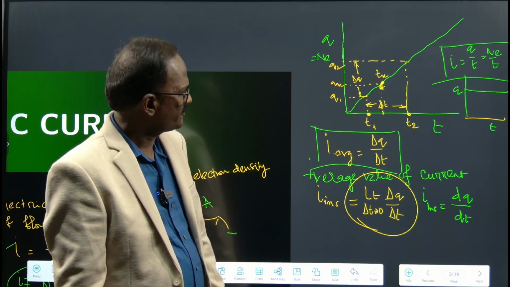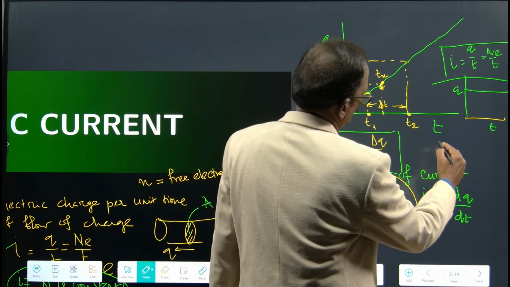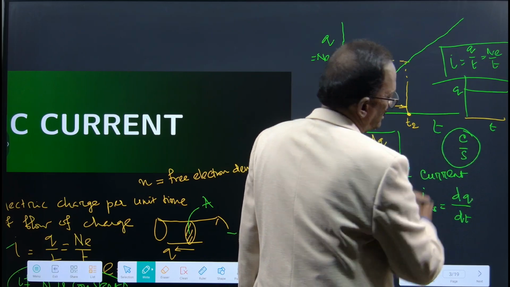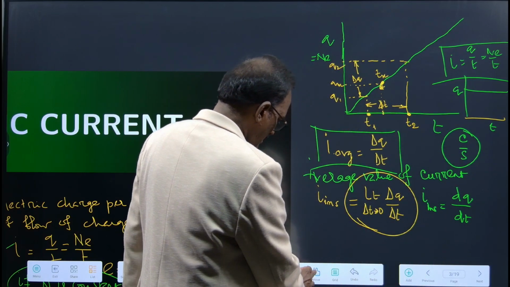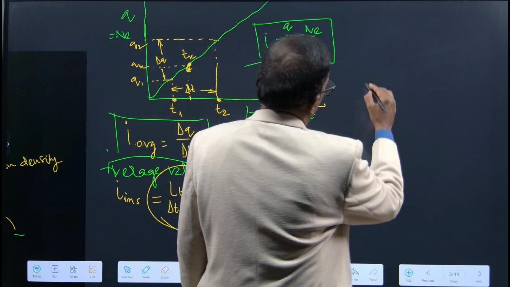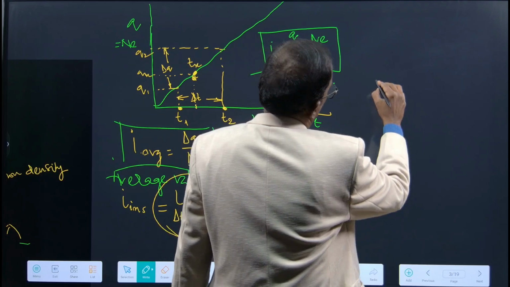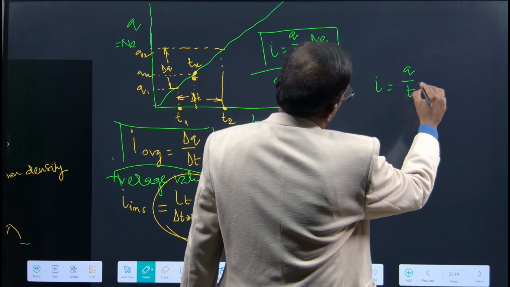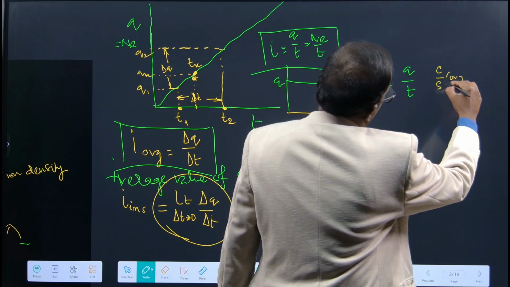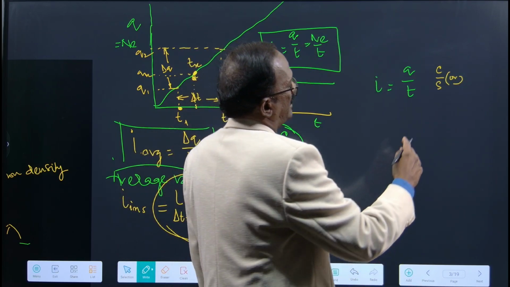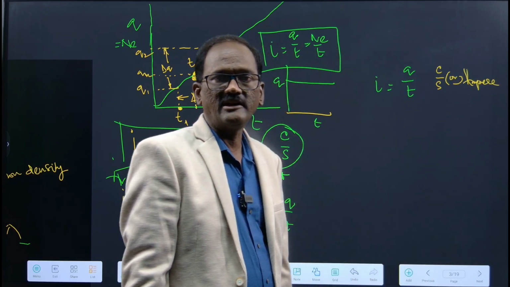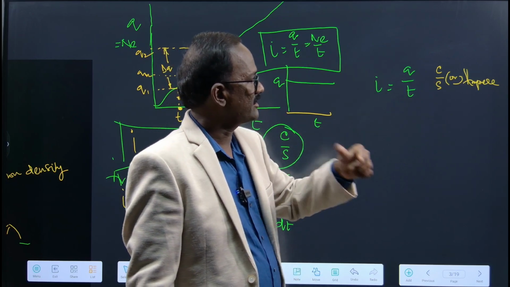Right. Then unit of current. So Q by T, unit of Q is coulomb and the unit of time is second. So unit of current is coulomb per second. I is equal to Q by T, the unit is coulomb per second, or popularly ampere is the unit which is used to denote the value of current. Ampere, coulomb per second or ampere, right?